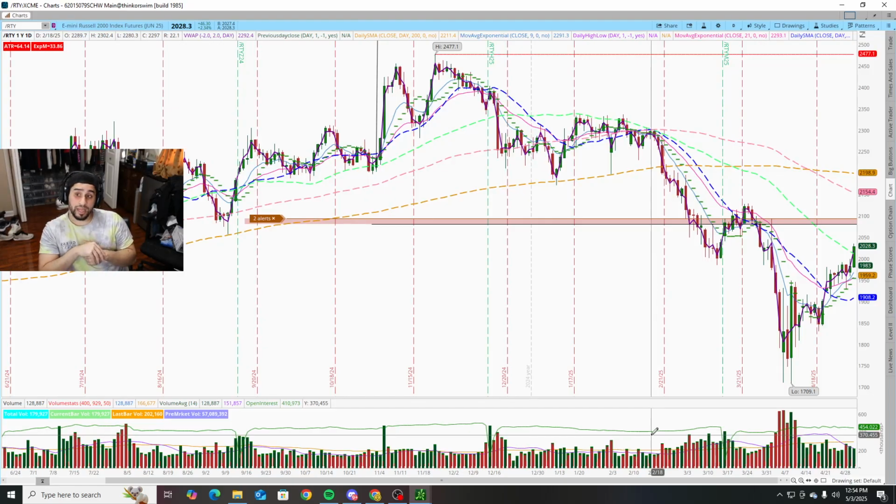Hope you guys enjoyed the YM and RTY breakdown. These are the levels that I'm looking at. If you guys have any questions in regards to the levels or anything mentioned, please leave them, and I'll get in contact with anybody who leaves a comment and has any questions on maybe levels, what type of price action I'm using, and so on and so forth.